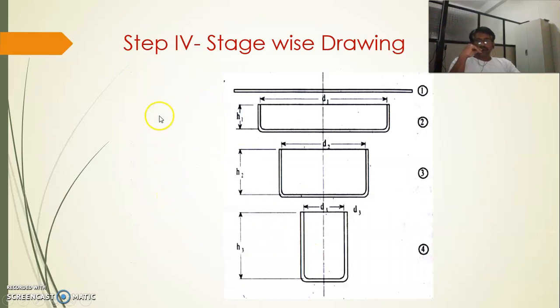The fourth step is called stage wise drawing, in which you have to show the drawing in this fashion. How many stages you require, you have to draw likewise. The stage number 1 will be your blank, then it will start to have the cup type of a shape with the first operation, the drawing operation. Then again you decrease that diameter and increase the height, and the final diameter and final height you can achieve in the fourth stage. However many draws will be required in your problem, accordingly you have to draw the stage wise drawing.